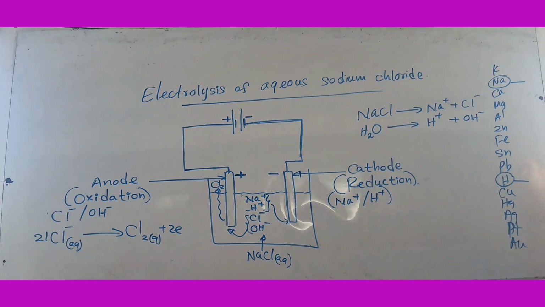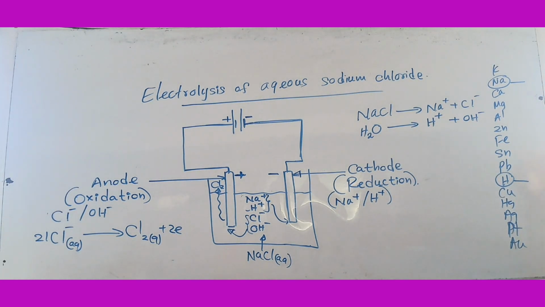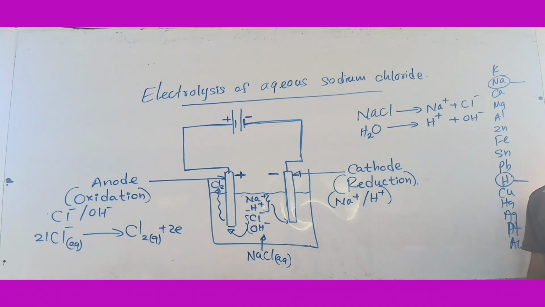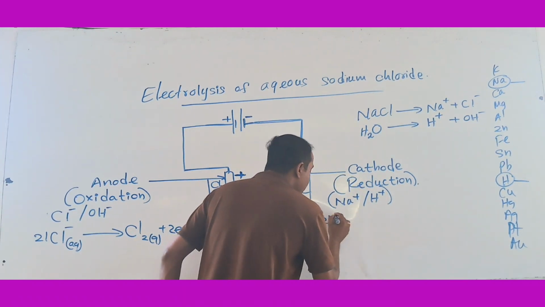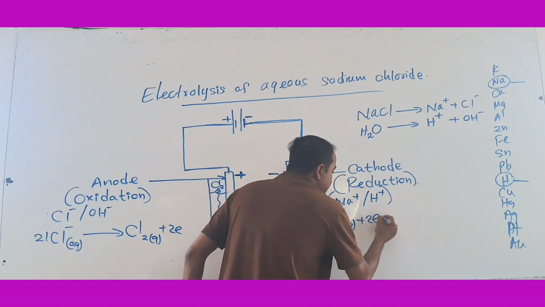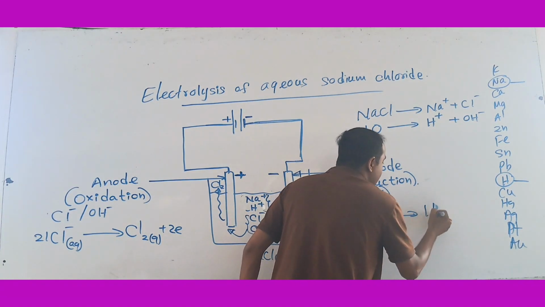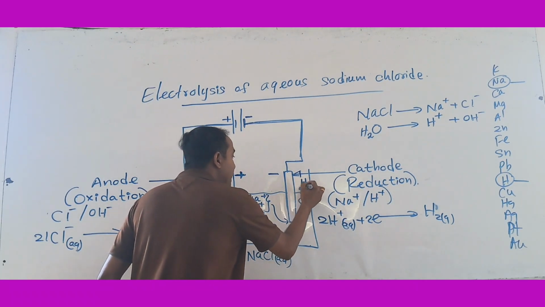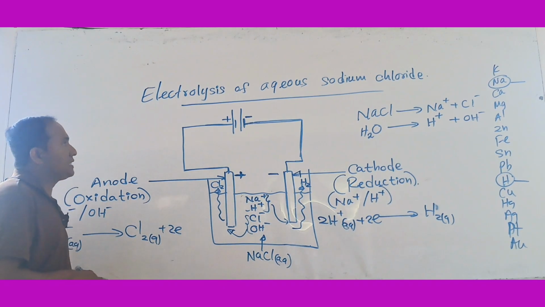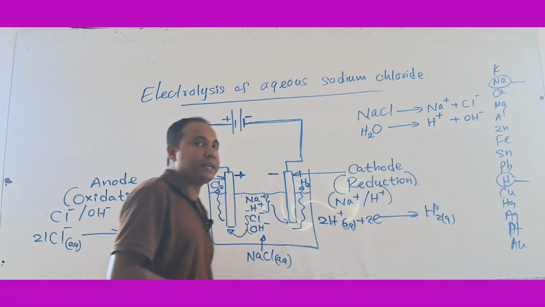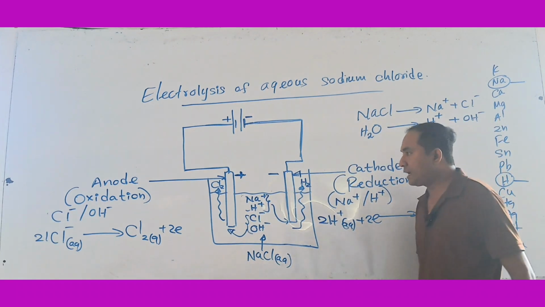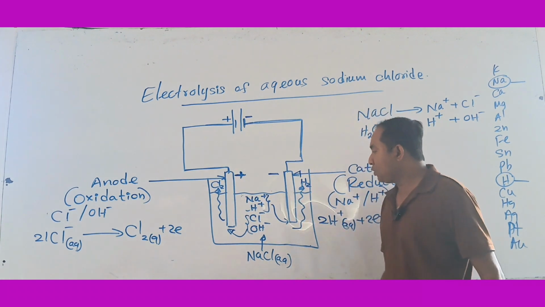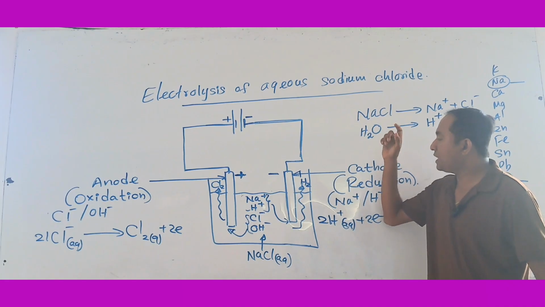In the activity series, lower elements are subjected to receive electrons and higher elements are subjected to remove electrons. So what will be reduced? H plus. You must remember that 2H plus in the aqueous medium receive 2 electrons and form hydrogen gas. Therefore, hydrogen gas evolves at the negative electrode. When electrolyzing aqueous sodium chloride solution using carbon electrodes, chlorine gas evolves near the positive electrode, the anode, and hydrogen gas evolves near the cathode, the negative electrode.